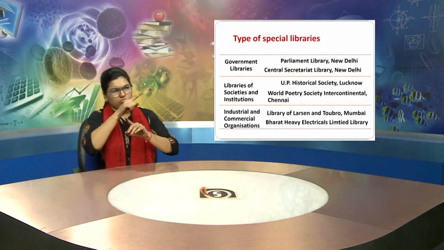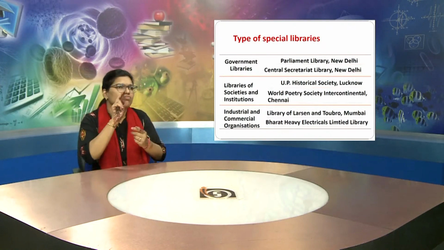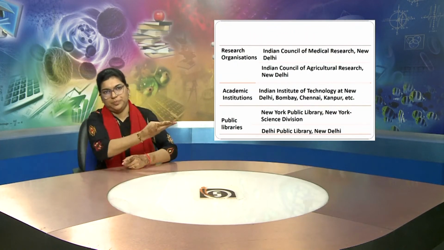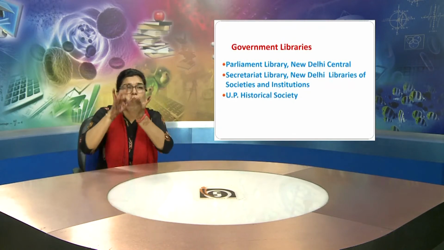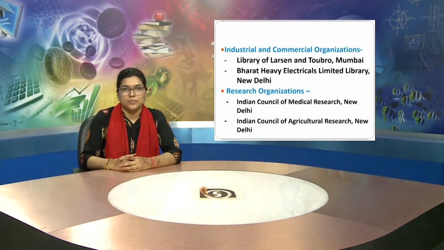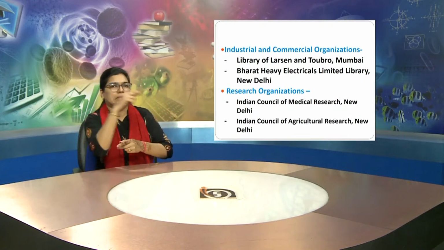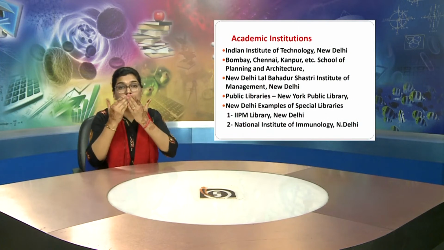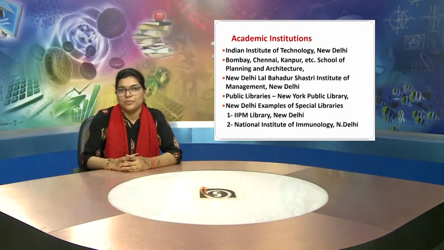Now, these are some types of special libraries. You can have a look at it easily. These are also government libraries. These are some organizations. You can have a look at it. And these are also a list of names of some academic institutions. You can also have a look at all of it. So you can go through all these materials easily.